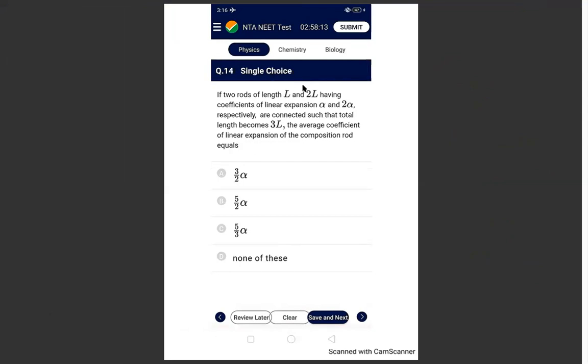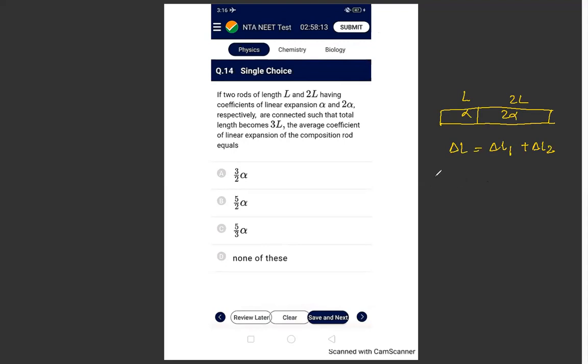There are two rods of length L and 2L having coefficients of linear expansion alpha and 2 alpha respectively, connected such that the total length is becoming 3L. So we are having two rods, right? So this is your L and this is 2L, this is alpha, this is 2 alpha. So the change in the length is equal to change in the length in the first part plus the change in the length in the second part.